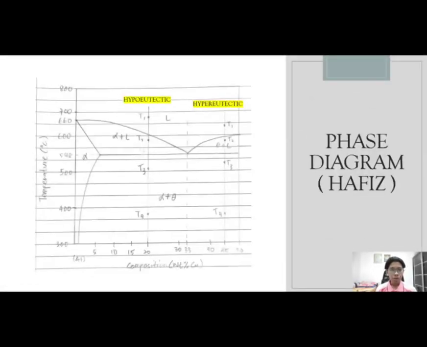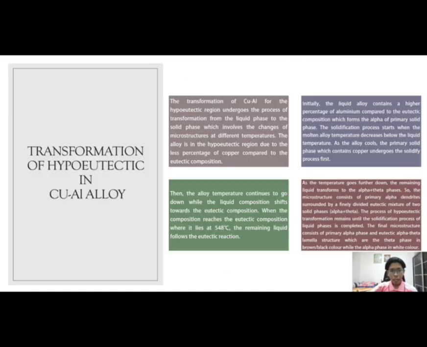I'm Muhammad Hafizuddin. Today I will explain about the two different types of aluminium copper, which are hypoeutectic and hypereutectic, where hypoeutectic is for 20% copper and hypereutectic is for 45% copper. So this is the phase diagram for aluminium copper alloy. There are four different temperatures, as we can see in the phase diagram, which show the different transformations of the microstructure. Next, I will explain about the transformation during the solidification process of hypoeutectic aluminium copper alloy.